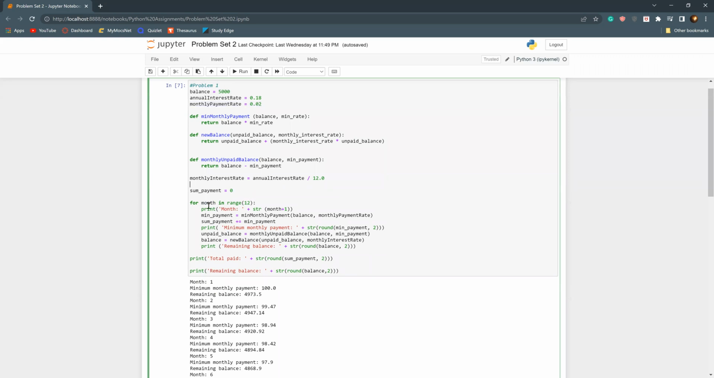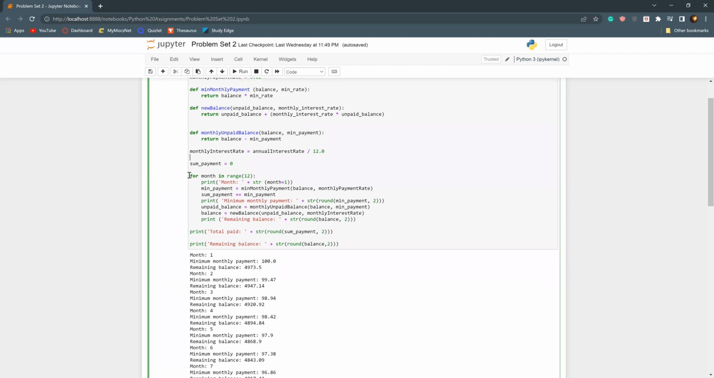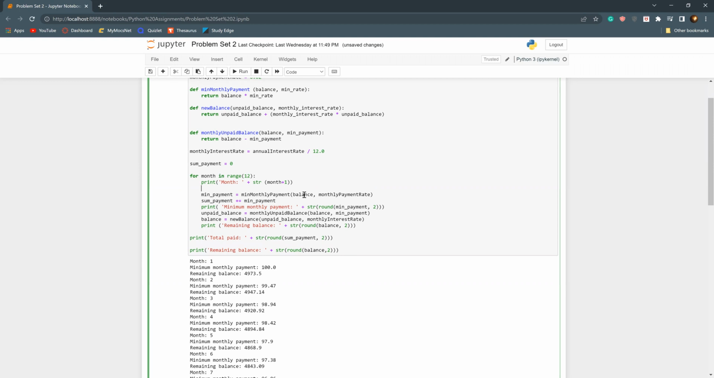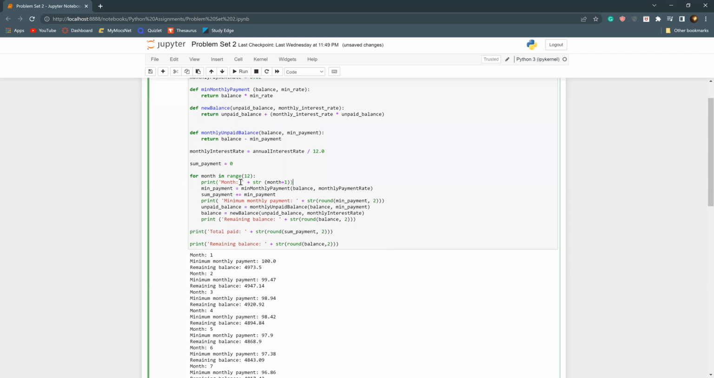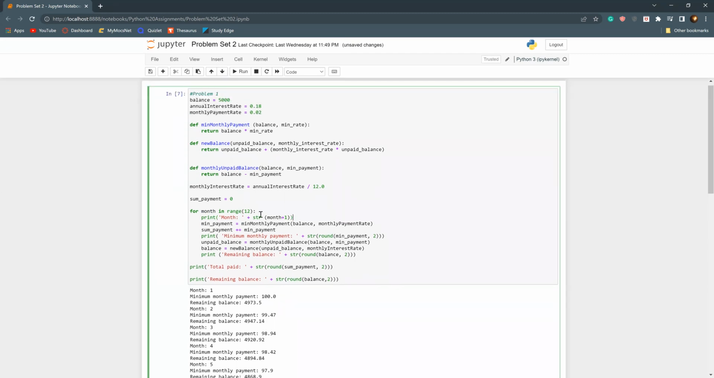Sum payment equals 0, and then we're now going into a for statement to where, since it's in range of how many months are in a year, it's going to print this amount. It's going to print like the month blank, and it's going to tell us the minimum monthly payment and the remaining balance for that month. And it's going to go by in, I think, 12 iterations. And so this is the entire for loop to determine that.